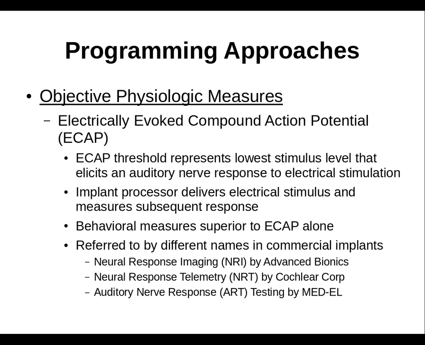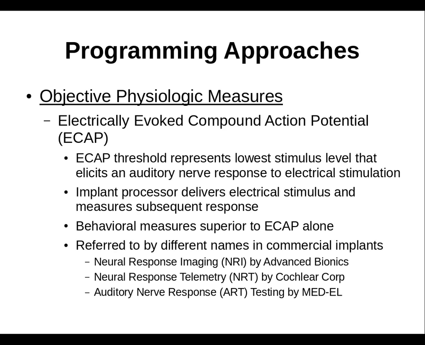So first, let's define what an electrically evoked compound action potential is. What we're looking for with this particular physiologic measure is what is the lowest stimulus level, in this case the electrical level rather than the decibel level for the auditory signal. We're talking about the electrical level of the current. What level is required to elicit an auditory nerve response in response to electrical stimulation on our monitor? You know, what's the lowest level at which we can see a definitive response, especially when it replicates? And again, the implant processor is what's going to deliver that electrical stimulus.